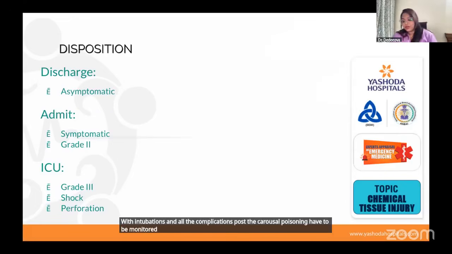And coming to long-term follow-up, for all moderate to severe cases, you always have to come back for stricture surveillance repeatedly with the medical gastroenterologist, and if required, you can go for dilatation.